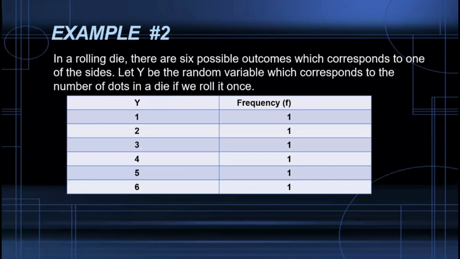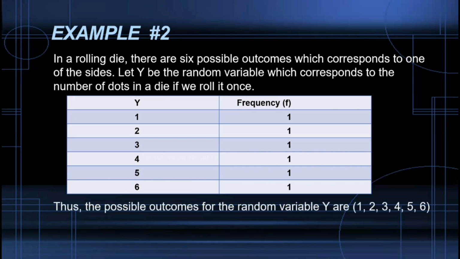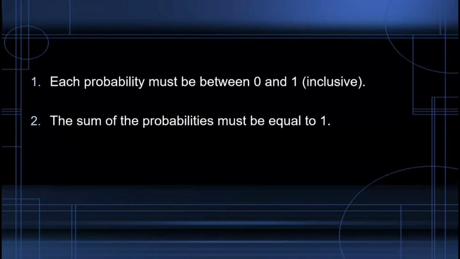Example number 2. In rolling a die, there are 6 possible outcomes, each corresponding to one of the sides: 1, 2, 3, 4, 5, 6. And the frequency of each, if we roll the die once, will be 1. Thus the possible outcomes for the random variable Y are 1, 2, 3, 4, 5, and 6.